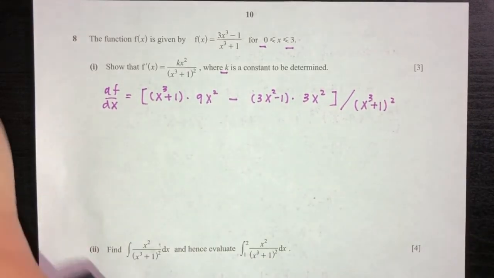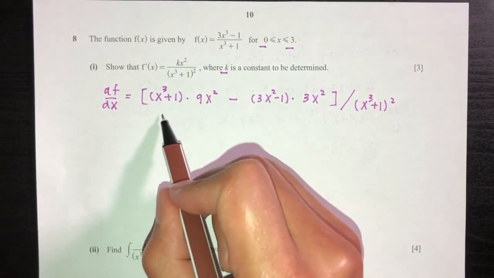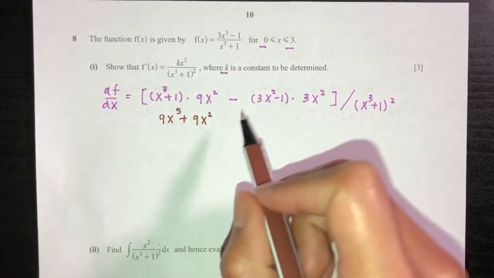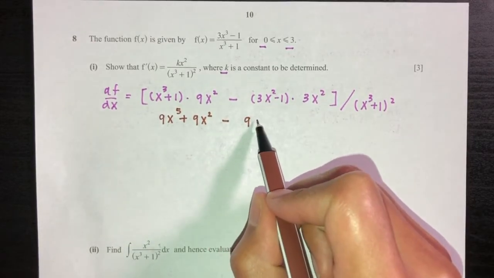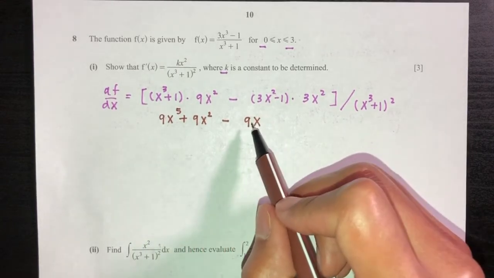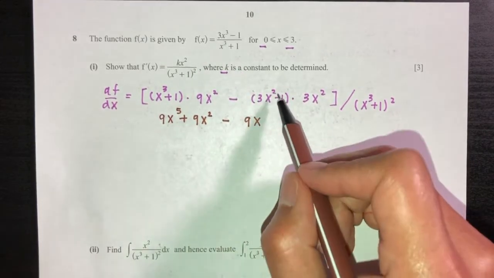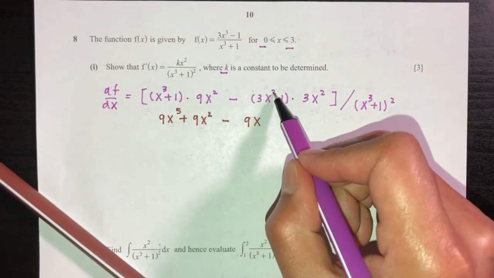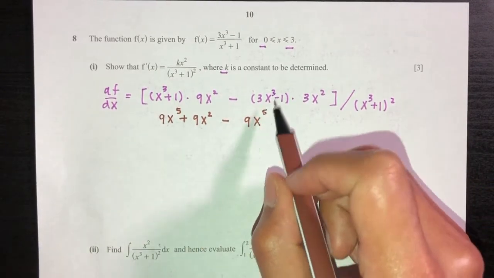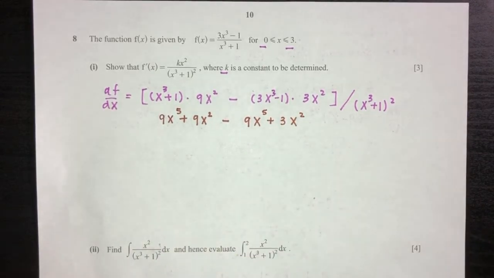Now let's simplify the top. If you expand this, you will have 9x power 5 plus 9x squared minus 9x power, here we have x power 3. So I made a mistake, as you can see. This should be 3. That should give you 9x power 5 minus, so that will be plus 3x squared. Okay, so that is the top.